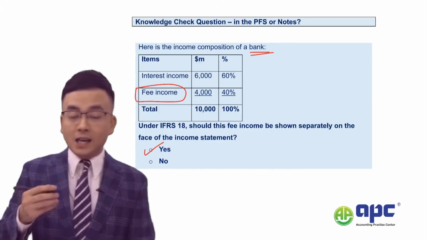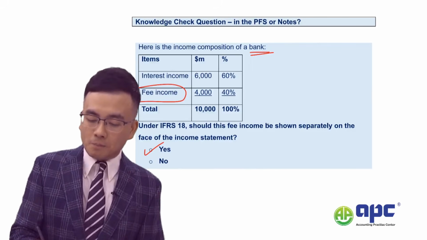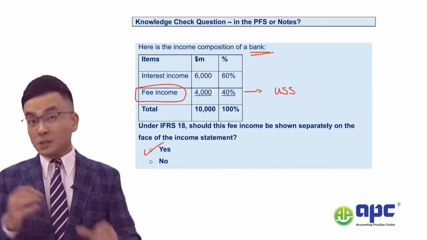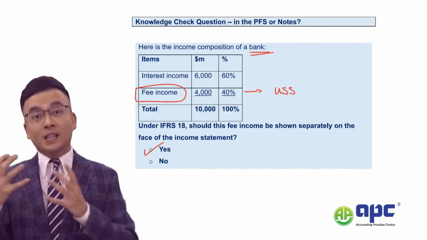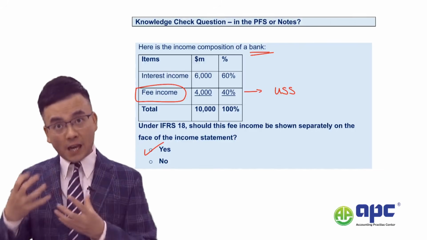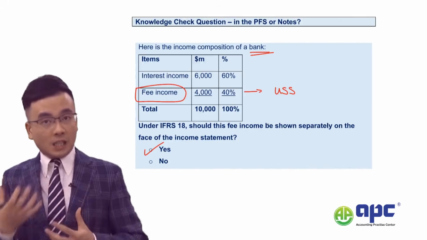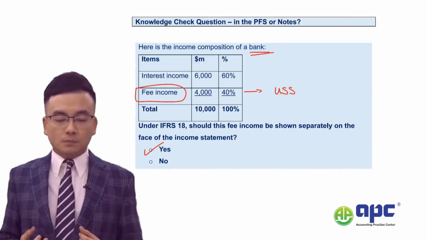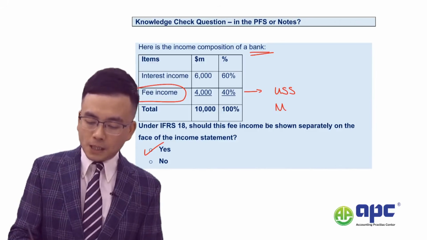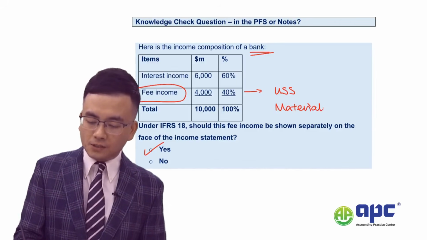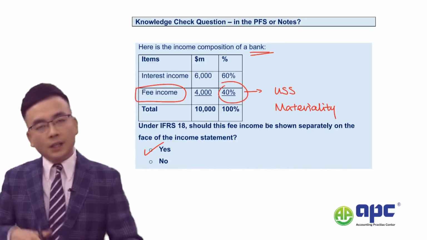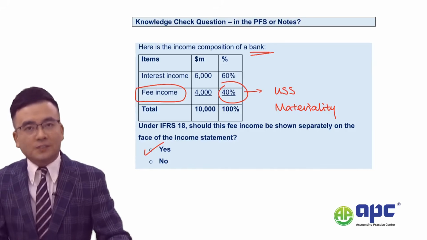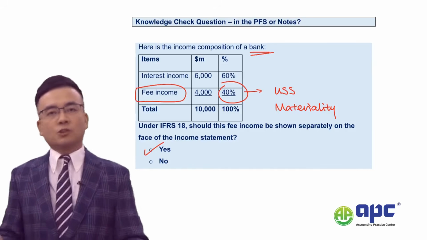The reason is, I would say that it meets the useful structured summary principle. There's quite frequent transaction happening daily within the bank to get various fee income, for example, the income charged when I manage the wealth of different clients. At the same time, it meets the materiality principle, because as you can see, it accounts for more than, it's like 40%, okay, more than 0.5% of the total revenue.